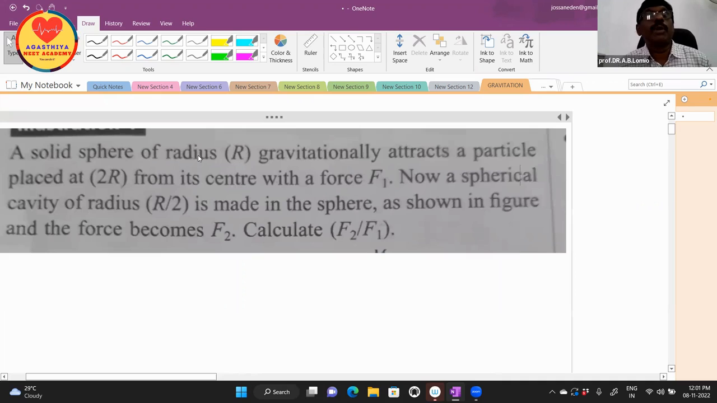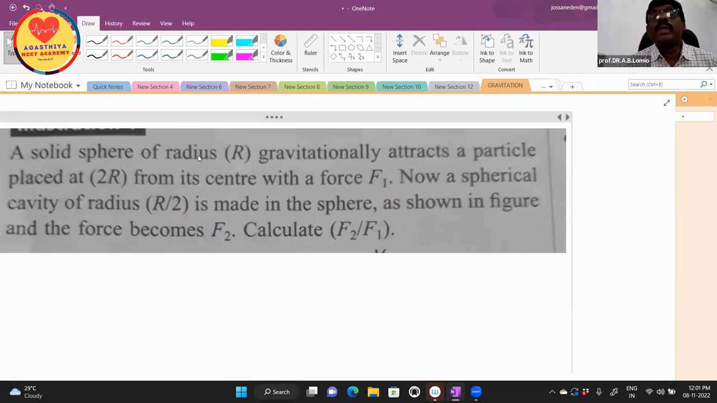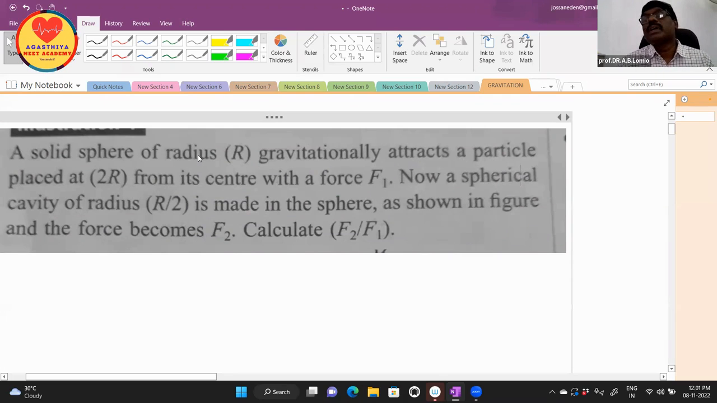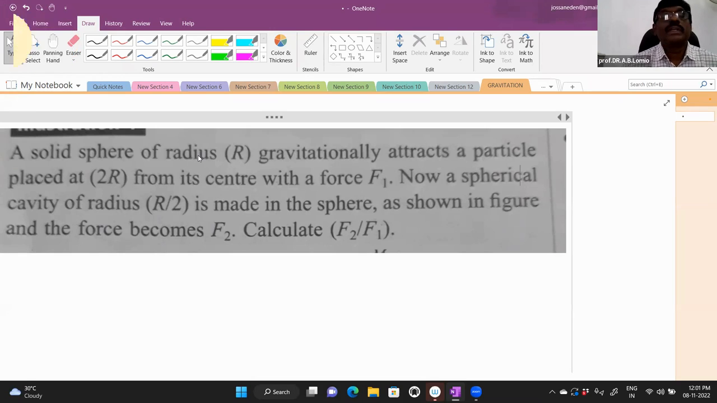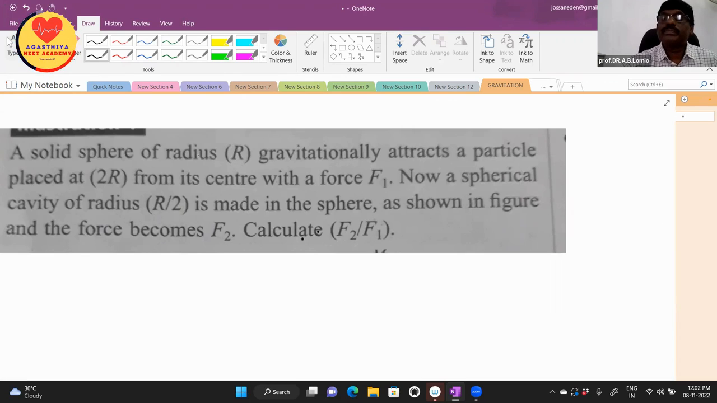Students, see this problem. A solid sphere of radius r gravitationally attracts a particle placed at 2r from its center with the force F1. Now, a spherical cavity of radius r/2 is made in the sphere as shown in the figure. The force becomes F2. Calculate F2 by F1. I will draw the diagram for this problem.